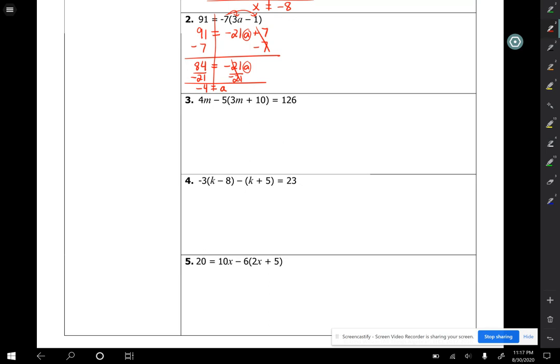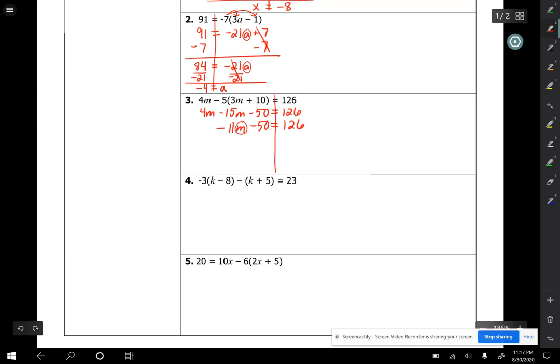Number 3, we have 4m minus 5 times 3m plus 10 equals 126. All right. So for this one, I'm going to distribute first. So negative 5 times 3m is negative 15m. Negative 5 times 10 is negative 50 equals 126. Also here, I need to combine my like terms, so I can combine 4m and minus 15m to make negative 11m minus 50 equals 126.